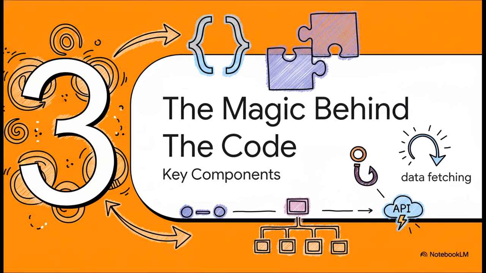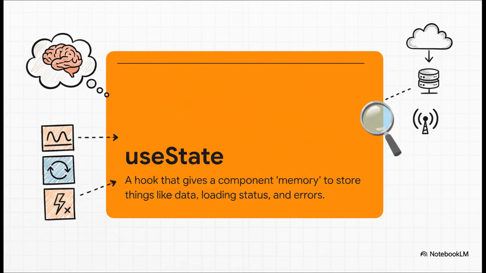All right, let's pull back the curtain and see how the magic happens. We're about to dissect the key React hooks and JavaScript tricks that make all of this data fetching goodness possible. So first up is useState. Honestly, the best way to think about this is that it gives our component a memory. That's it. It lets it remember things. We're going to use it to create 3 little memory slots, one for each of our scenarios: one to hold the actual data, one to remember if we're loading, and one to keep track of any errors.